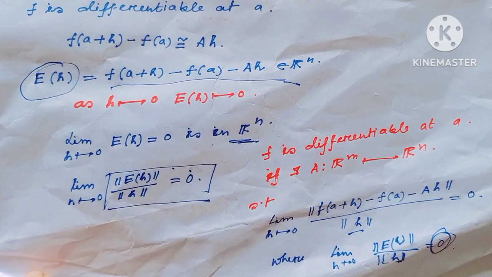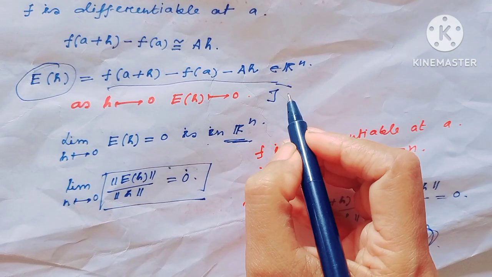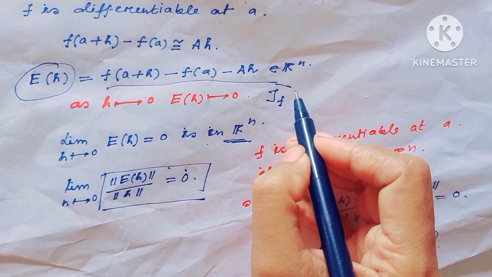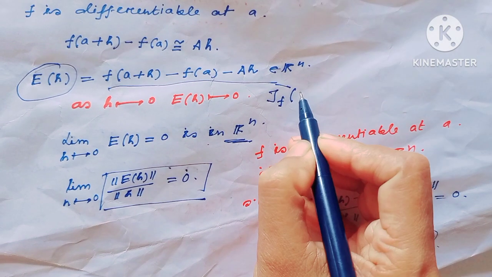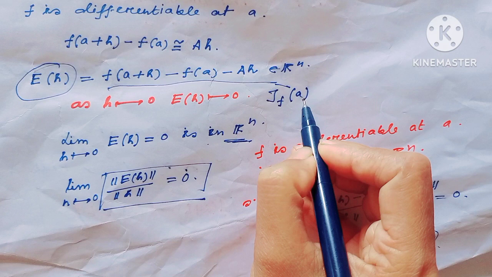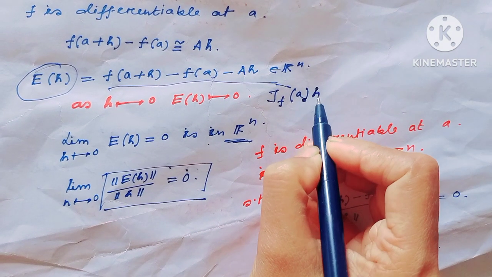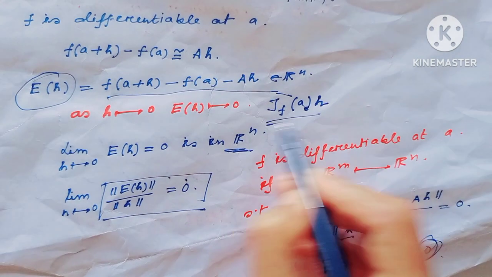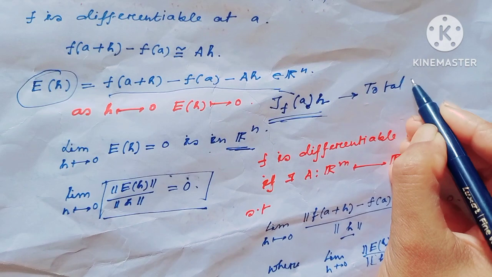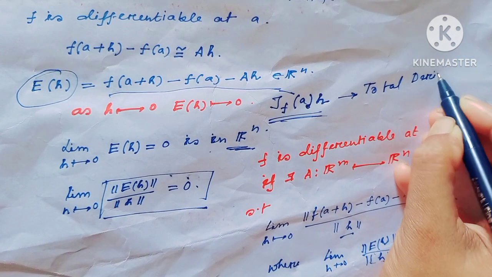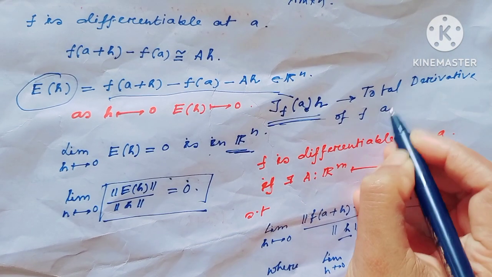And this matrix is actually called the Jacobian matrix. Consider Jf, since f is differentiable at the point a. So the Jacobian matrix at the point a, times a, this Jacobian matrix is actually the total derivative of f at a.